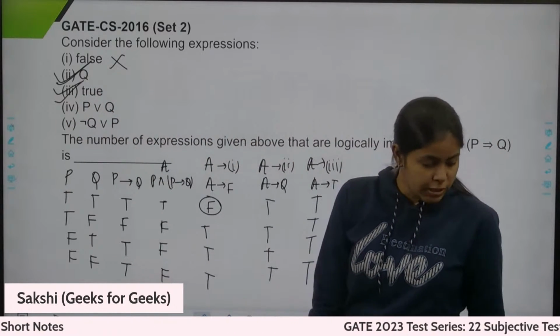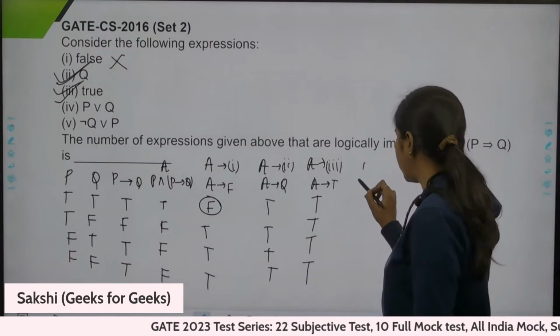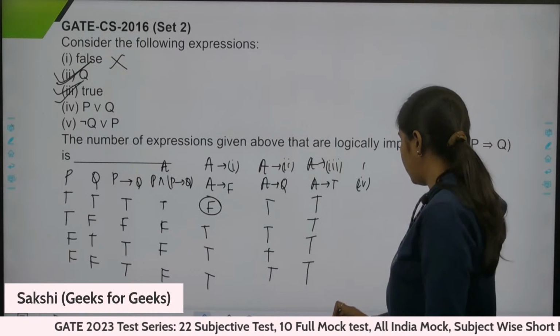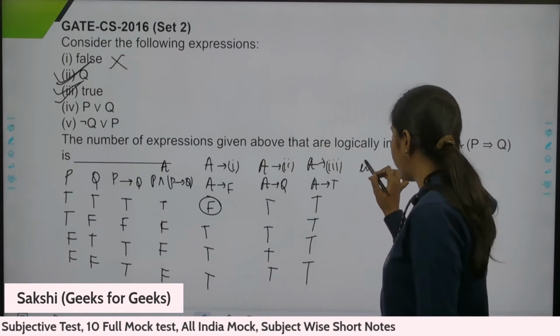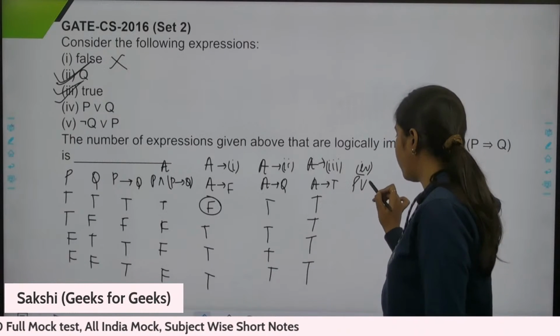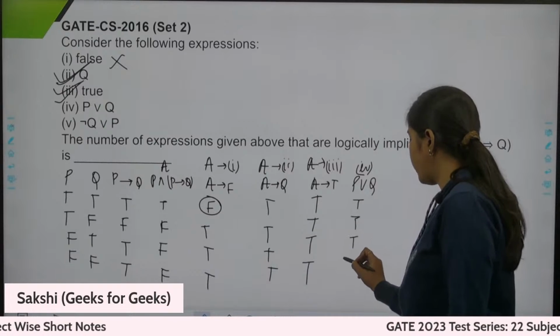Now, the fourth option is P or Q. So let's first find out the truth value of P or Q. Let's first find out the truth value of the fourth. Fourth is what? P or Q. That would give me true, true, true, and false.